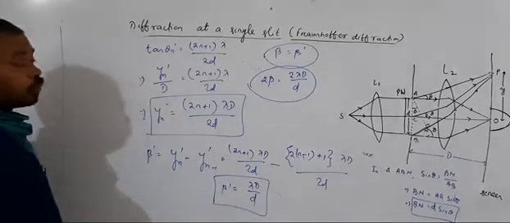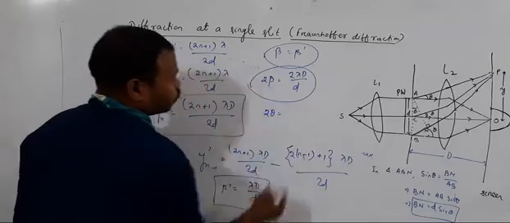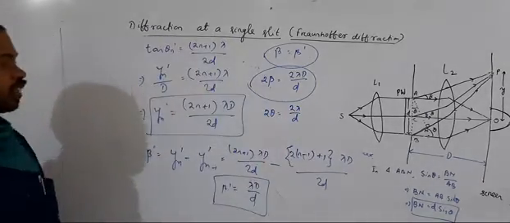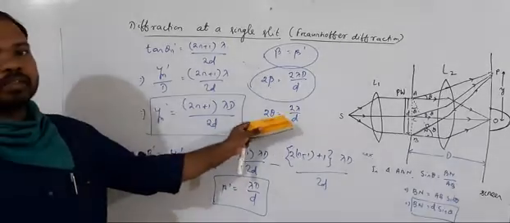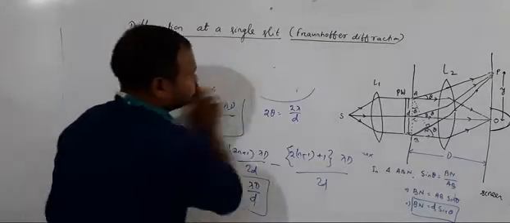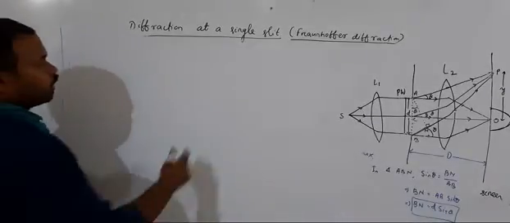Then what is the angular width of the central maxima? The angular width of central maxima is also equal to 2 theta. That means 2 lambda by d also. Clear? So if we draw how diffraction is obtained on the screen, then it becomes like this.